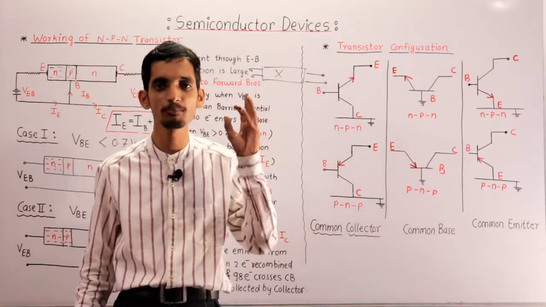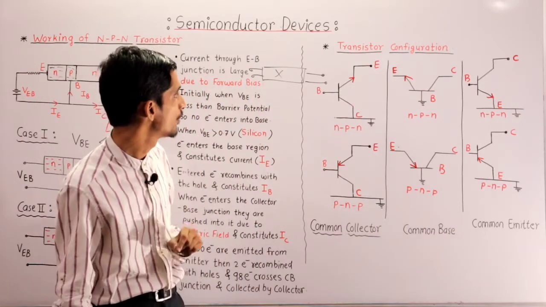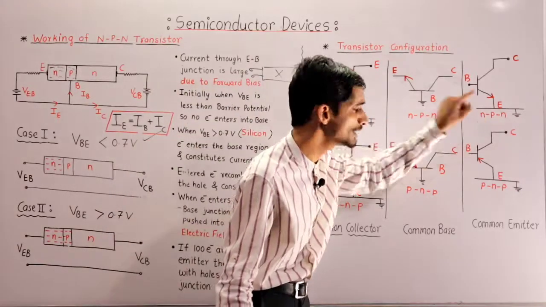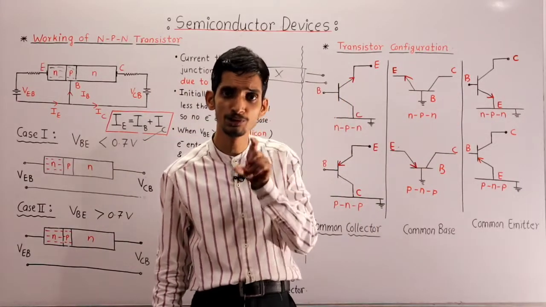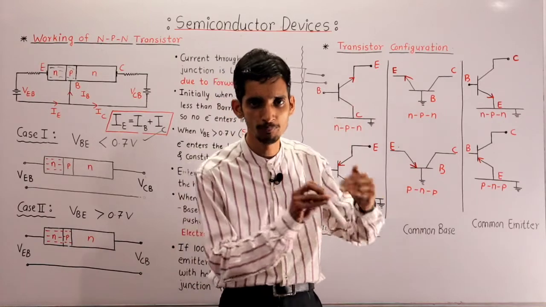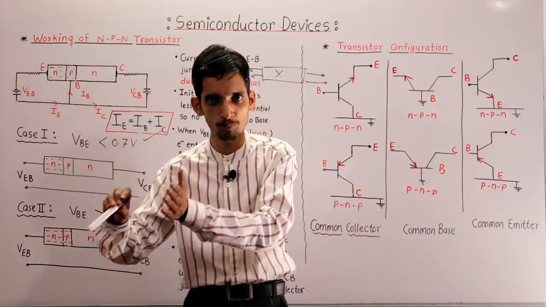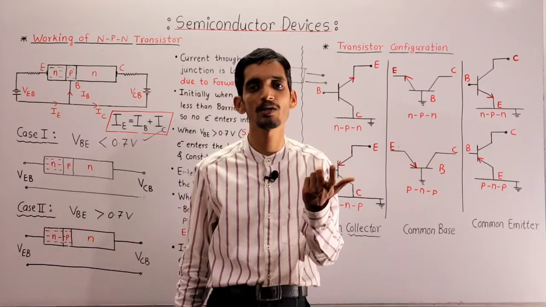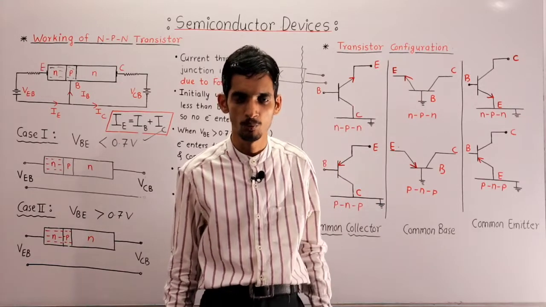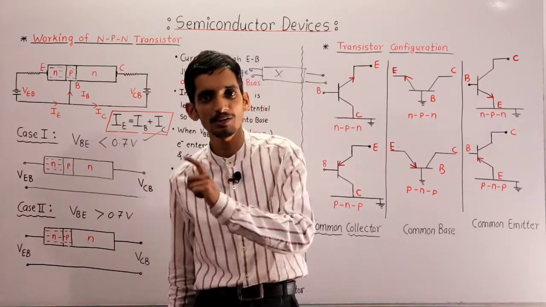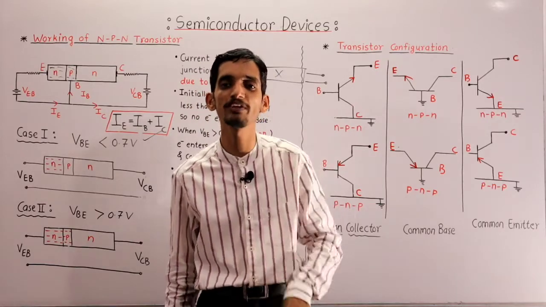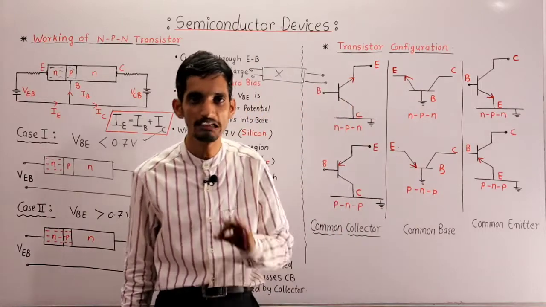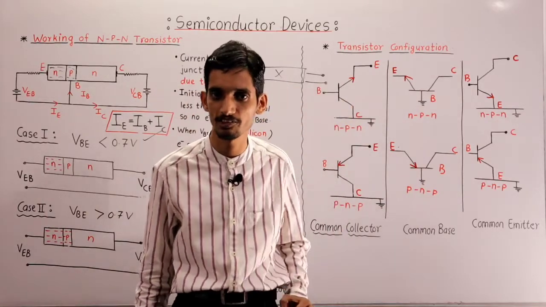Now how many terminals are there for a transistor? 3: emitter, base, collector. When the emitter terminal of the transistor is used for the input port as well as for the output port, that terminal is called the common terminal. Which terminal is common? The emitter terminal. That's why this configuration is called the common emitter configuration. Clear why it is called the common emitter configuration?